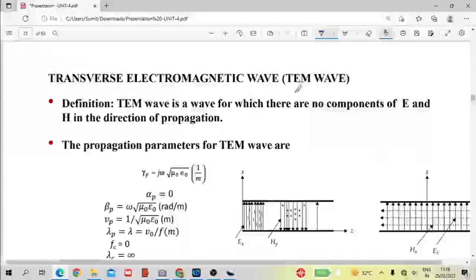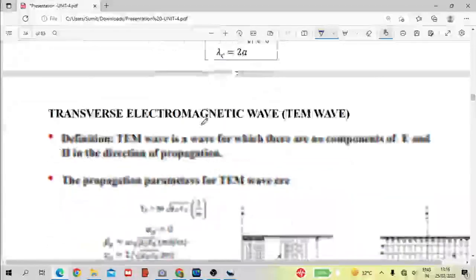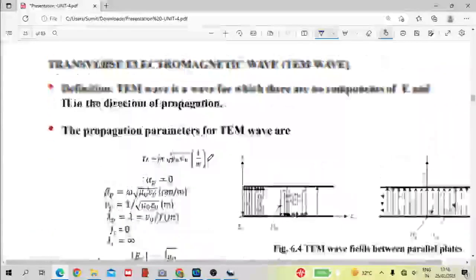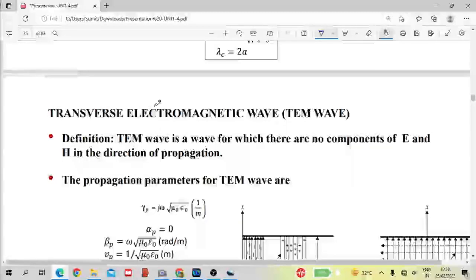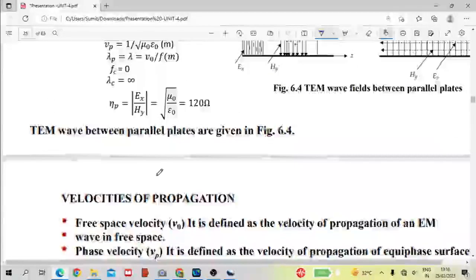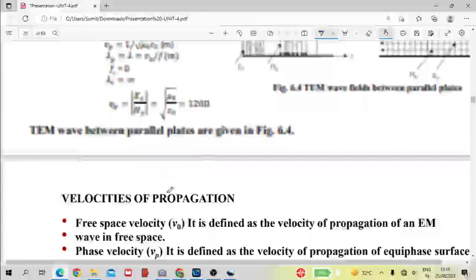Now transverse electromagnetic wave. A TEM wave is a wave for which no component of E or H is in the direction of propagation. So we know the TEM wave does not exist here, because for a TEM wave neither EZ nor HZ exists. So the longitudinal components are both not there, which is not possible in a parallel plate waveguide. Okay, now transverse electromagnetic wave: the propagation characteristics you can see, and then the velocity.